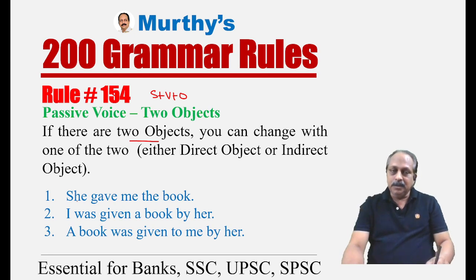She gave me the book. Here, she subject, gave verb, gave whom, me. That is object number one. Gave what? The book, object number two. How many objects do we have here? Two objects. Person, we call it indirect object. A thing, we call it direct object. You can change a sentence from active voice to passive voice either with the indirect object or with the direct object based on what you want to emphasize.